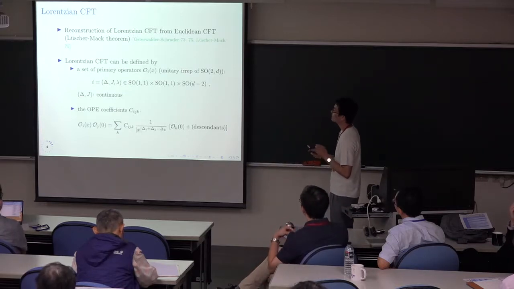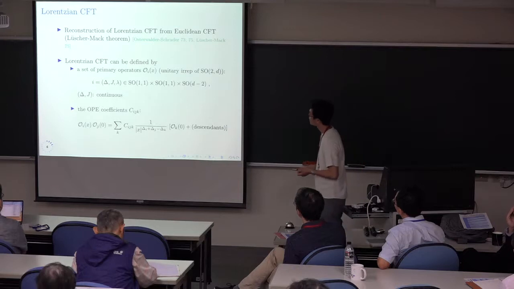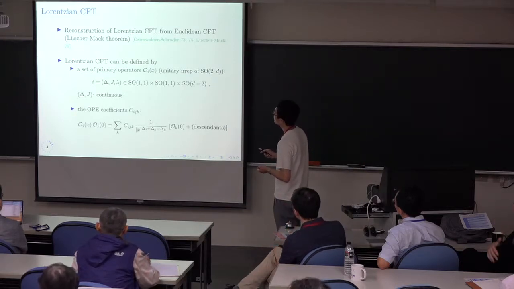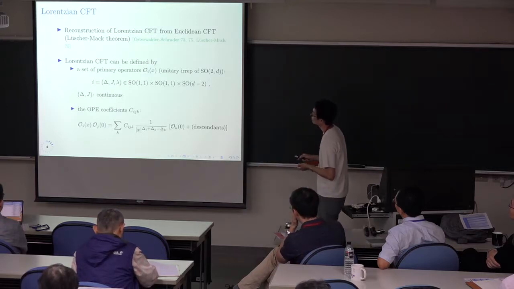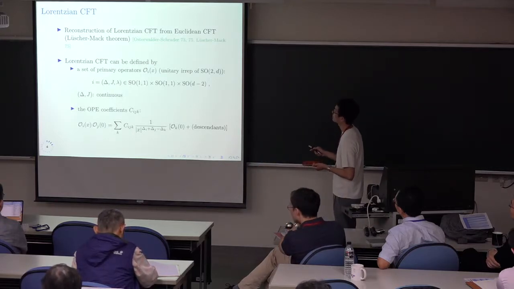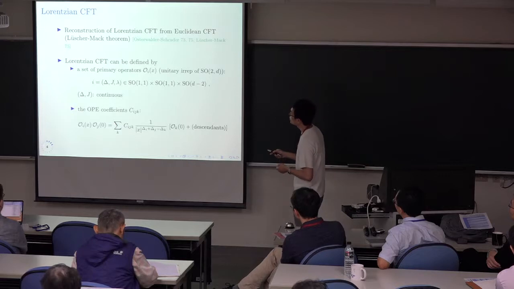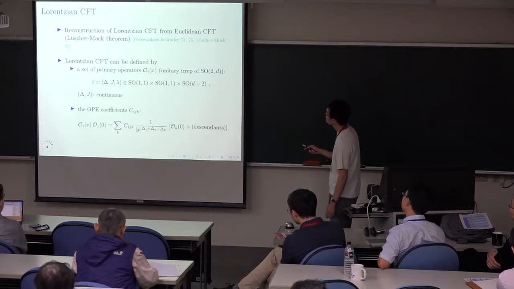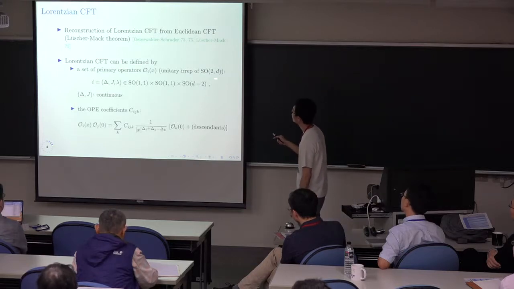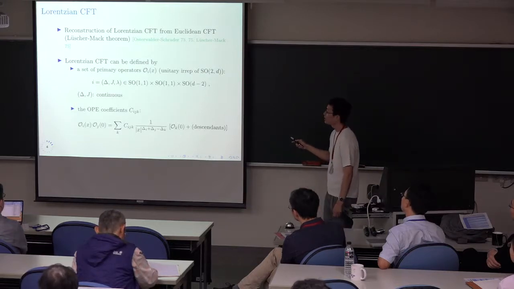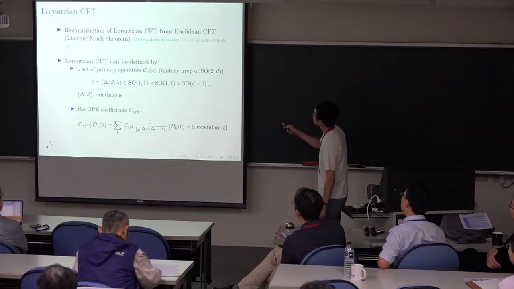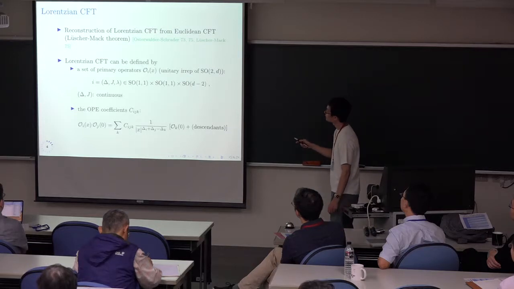But now there are slight differences between Euclidean and Lorentzian. Basically, Lorentzian CFT can be defined by the following data. This is mostly the same as the Euclidean case. You are given a set of primary operators, O_i, which are irreducible representations of the conformal group in Lorentzian signature, so you have SO(2,d). Previously, in Euclidean signature, you have SO(1,d+1). So there is a slight difference.